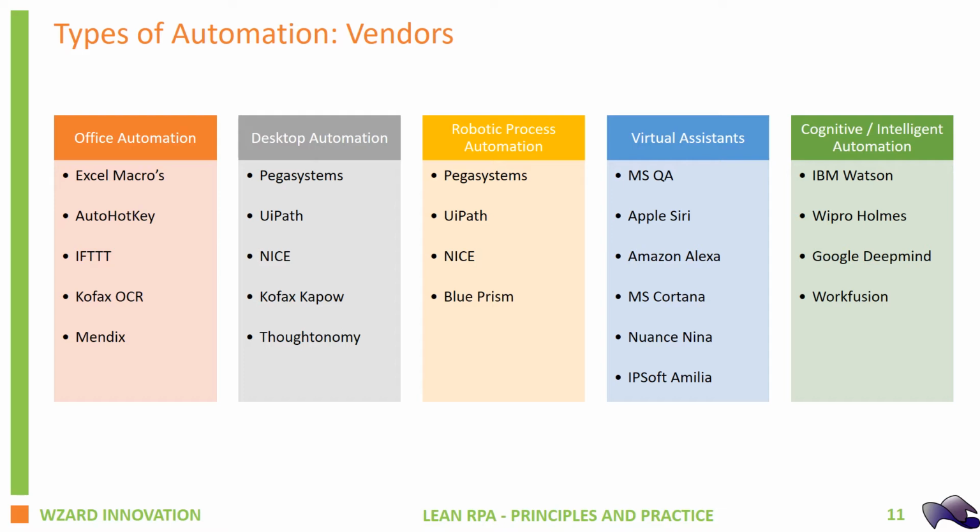Mendix is here just as an example of a solution that actually lets you develop applications very rapidly, and it may be better to redevelop the application than provide an extra automation layer across the top. Plus, not included here are all those applications that exist out there that have simply added automation to their existing portfolio.